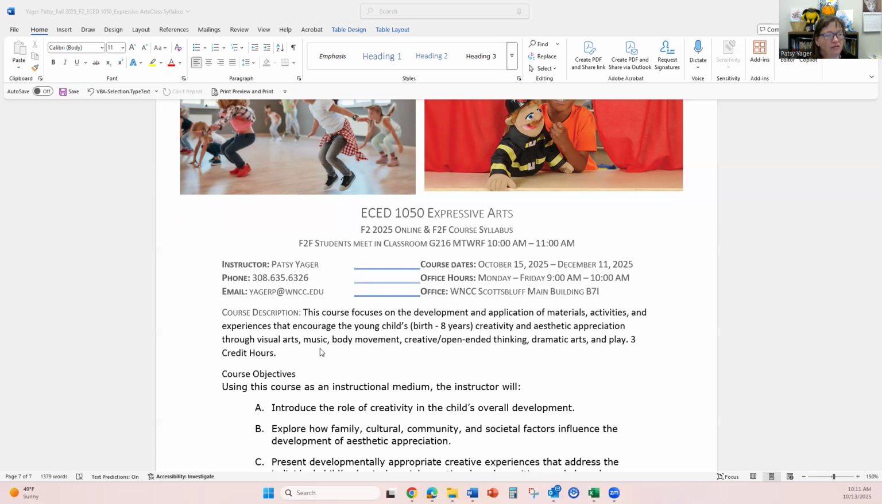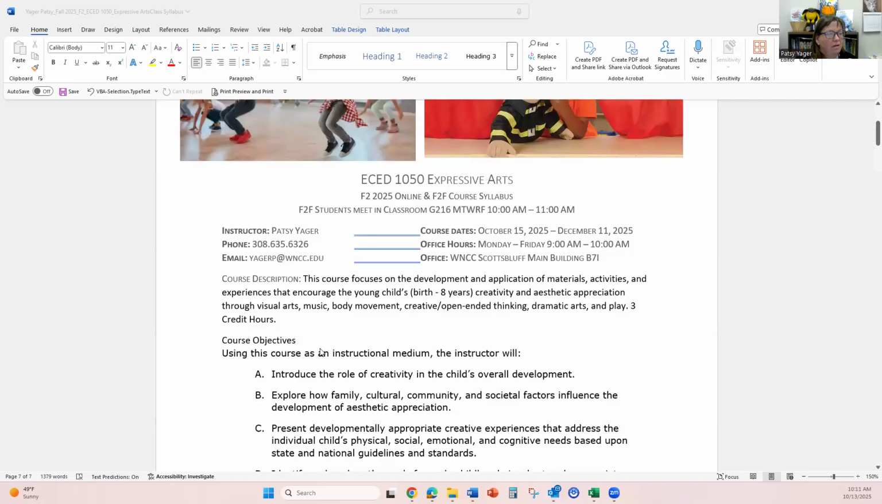This course focuses on the development and application of materials, activities, and experiences that encourage young children's creativity and aesthetic appreciation through visual arts, music, body movement, creative, open-ended thinking, dramatic arts, and play. And you get 3 credits for this course. So, like I said, it's an 8-week course, and we're squishing it into just the 8 weeks. So each week has twice as much as it would if we were having the class over the whole semester.